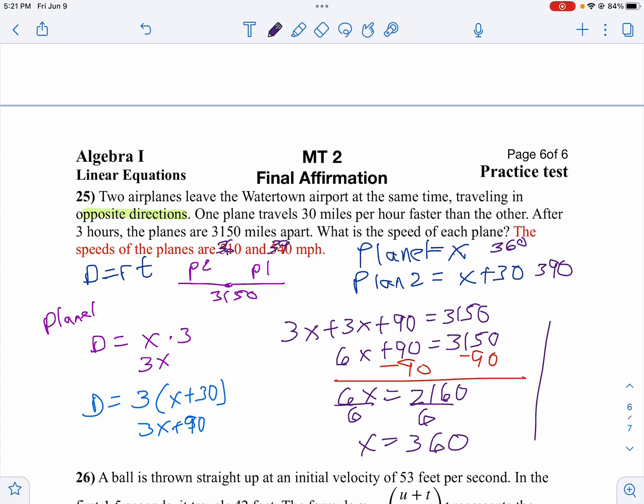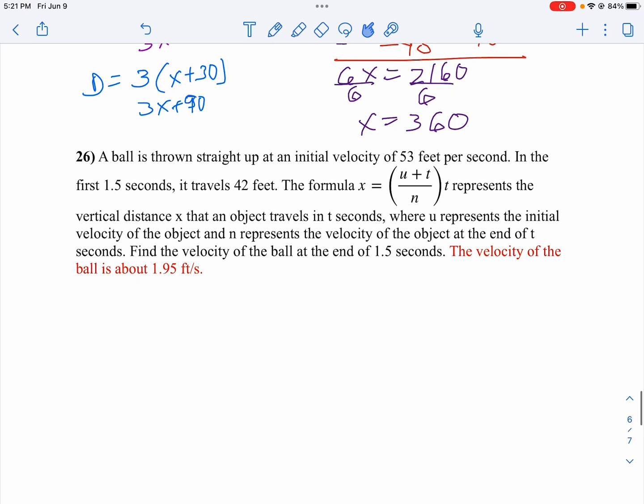There we go. Now, on the last question, let's take a look at number 26. It looks like a complicated question, but if we take a look at it, we just have to identify what we're supposed to find and then do that. It says, a ball is thrown up in the air at an initial velocity of 53 feet per second. Okay, so that's my initial velocity. In the first 1.5 seconds, that's my time. It travels 42 feet. That's my distance.